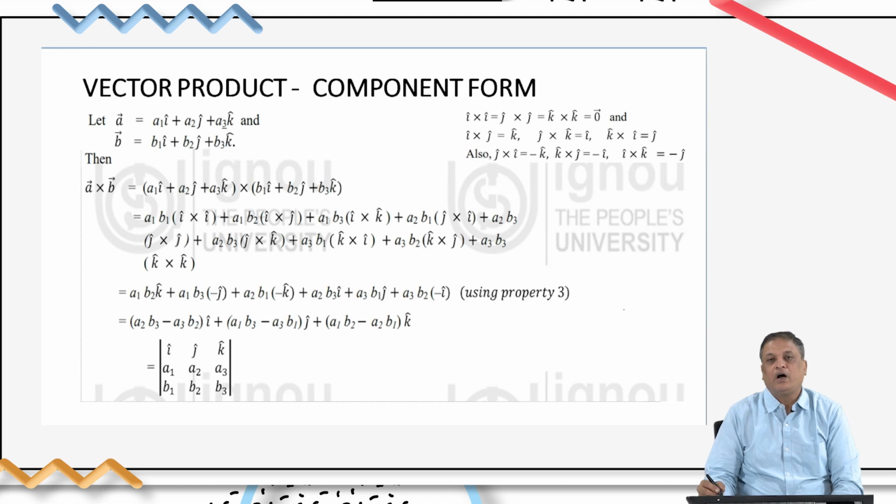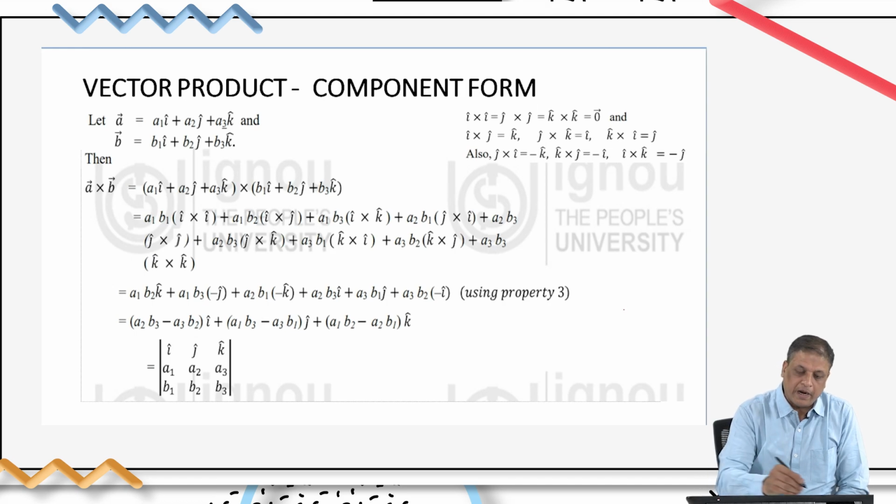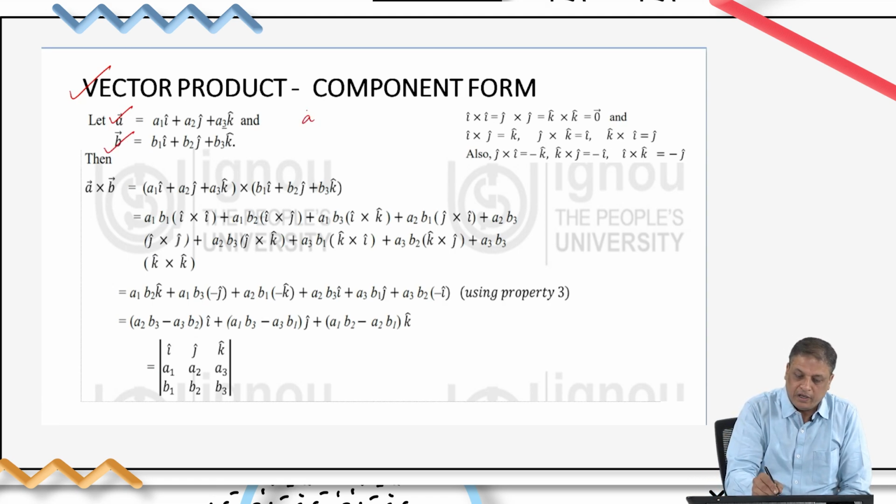Now, we discussed the component form of the dot product, that is the scalar product. Now, it is time to discuss the component form of the vector product. Say we are given two vectors, vector A and vector B, wherein vector A is A1 i plus A2 j plus A3 k, and vector B is given as B1 i plus B2 j plus B3 k.